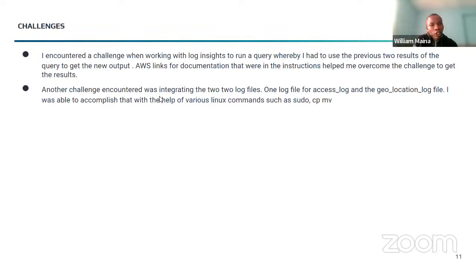Another challenge I encountered is integrating the two files, one log file for the access log and the geolocation file. So we have the initial access log, which came with the web server, and also the new geolocation file provided with the lab. So it was a challenge integrating the two to have all the required data. I think with the various commands, we have to be very familiar with Linux to work effectively when dealing with the web server.